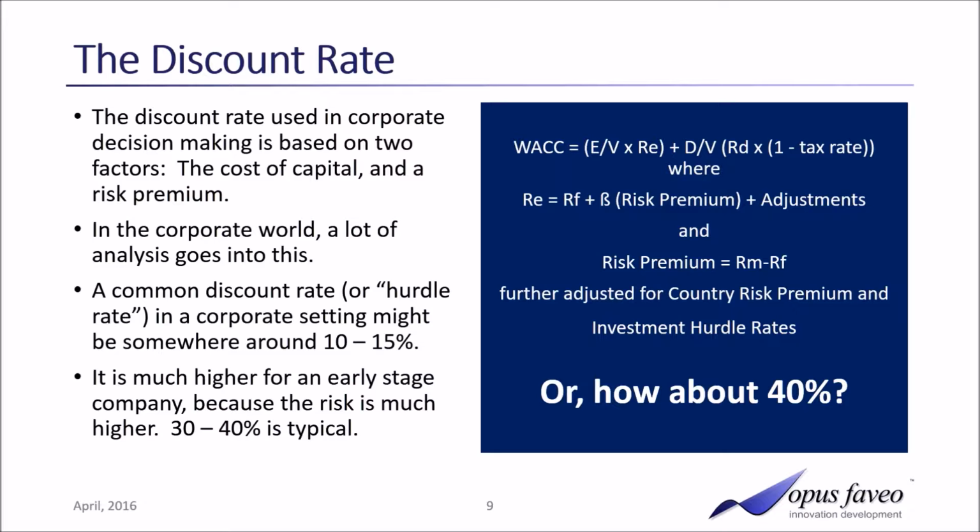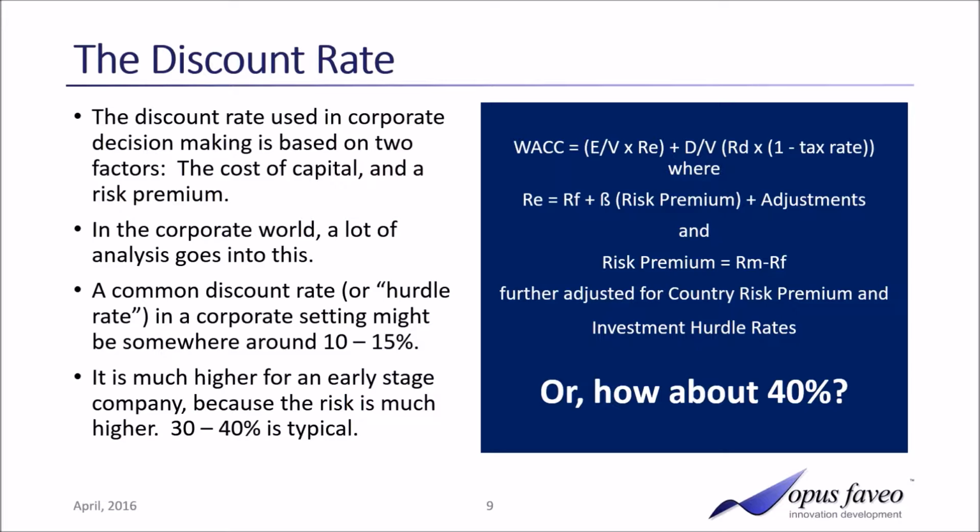In the venture world, in the early stage world, where investors are taking a lot of risk, there are a lot of unknowns, the typical number you're looking at is 40% or even greater. So a big discrepancy when you're looking at established companies versus startups.